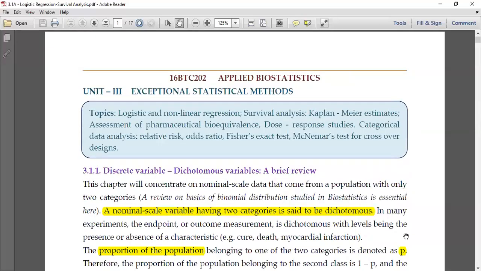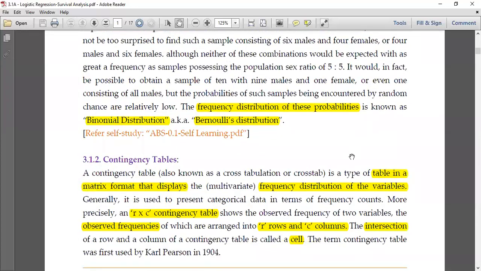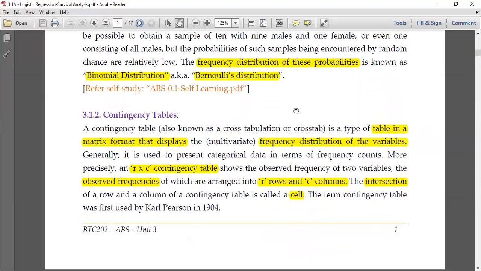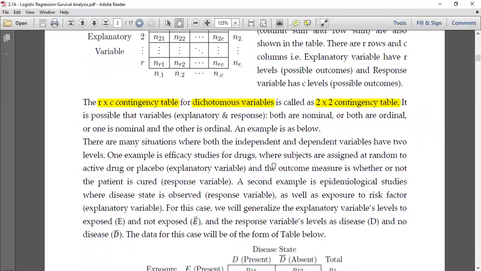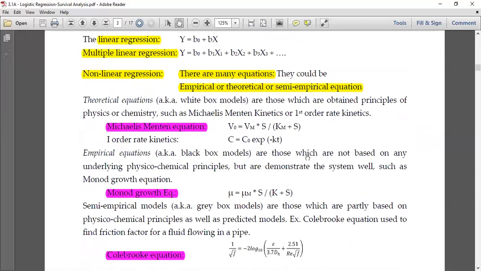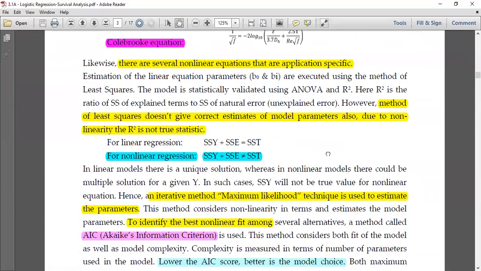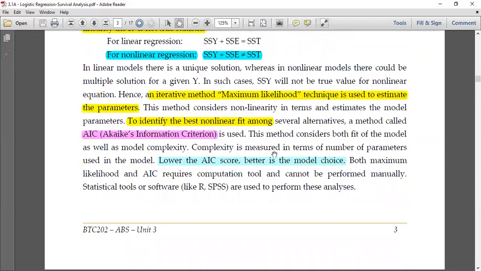Just summarizing what you have seen: what dichotomous variables are. We have found that they follow the binomial distribution. Then we went through contingency tables. You have seen what an R by C contingency table is, as well as 2 by 2 contingency tables. We have seen different types of nonlinear equations such as Michaelis-Menten, Monod growth kinetics or the Colebrook equation, and we also found that for a nonlinear equation the sum of SSY and SSE is not equal to SST, and we use the maximum likelihood method to estimate the parameters.